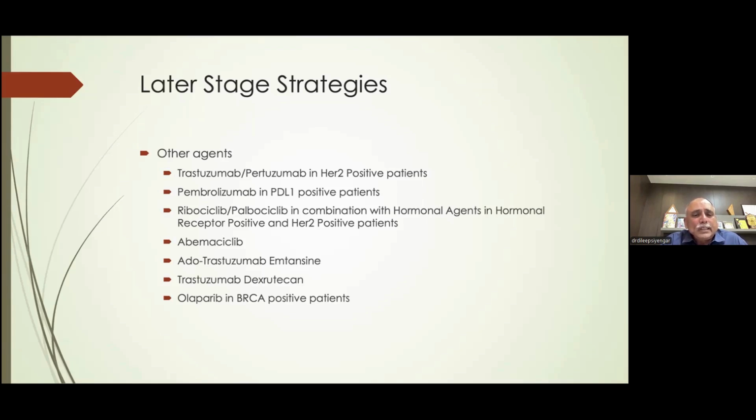Ado-trastuzumab emtansine, trastuzumab deruxtecan. Trastuzumab deruxtecan can be used even in HER2 1 plus patients or low HER2 positive patients. And in BRCA positive patients, olaparib also can be used. This listing is just to ensure that you have an exposure to the names of the drugs, have an idea of which drugs can be used, so that when they are used, you are not caught unawares in your patient.